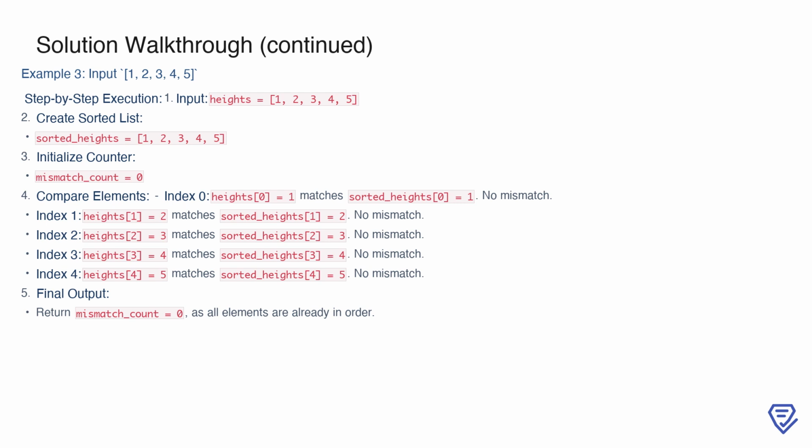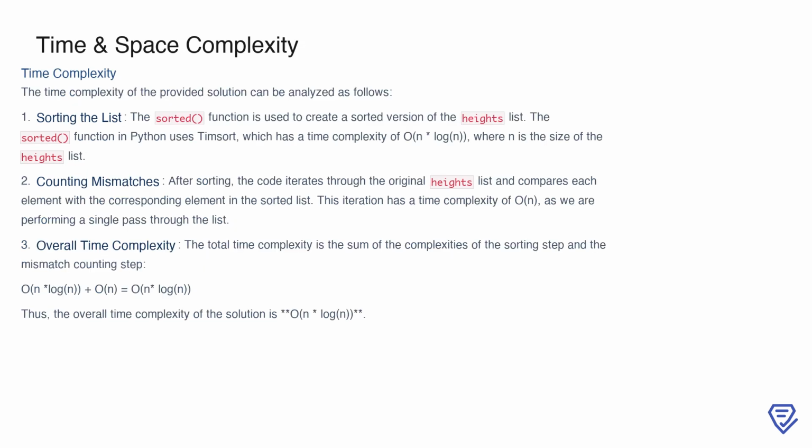As we compare each element in the original list with the corresponding element in the sorted list, we find that all elements match exactly. At index 0, both values are 1, at index 1, both are 2, and so on through index 4, where both values are 5. Since no mismatches are found throughout the iteration, the mismatch count remains 0. This tells us that all elements are already in the correct order, so the function returns 0 as the final result.